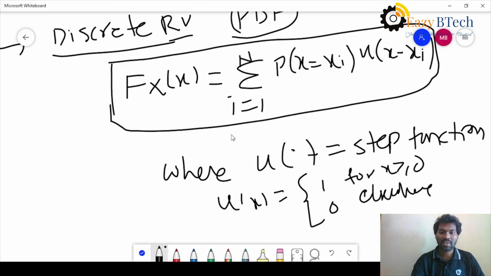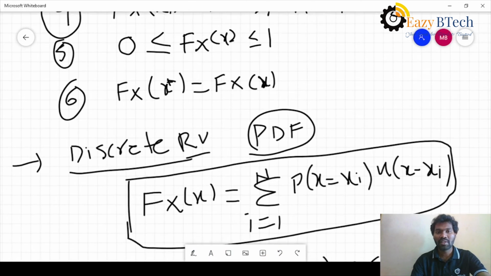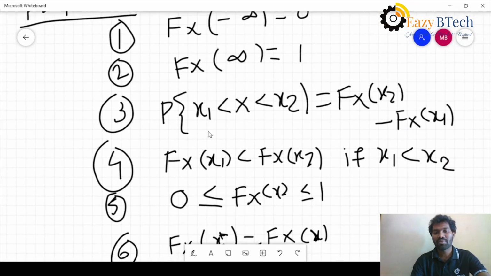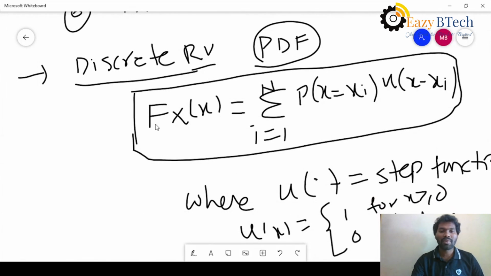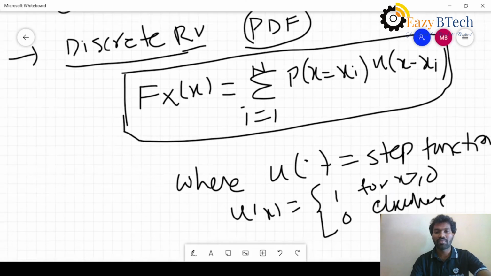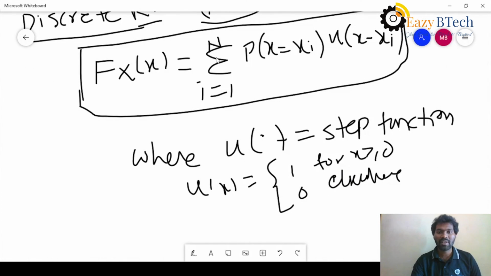This concept is also very important. If they give you a question like "Explain the probability distribution function," in that case you will write the definition, you have to write the properties, and then you have to write the probability distribution for the discrete random variable also. For the discrete random variable, F_X of x equals sigma i equal to 1 to n of P of X equal to x_i into u of x minus x_i, where u is the step function and it is defined like this.